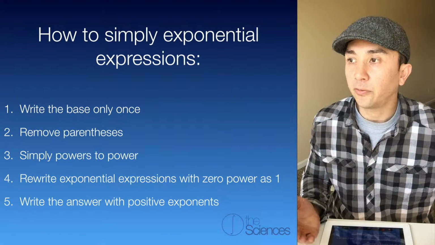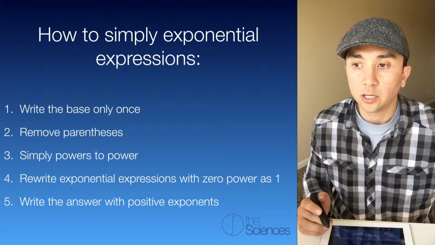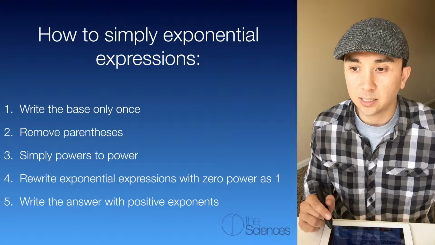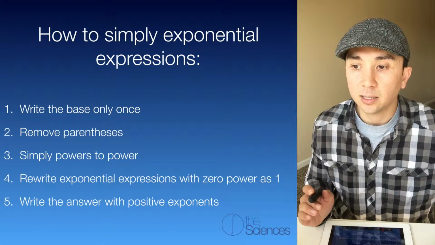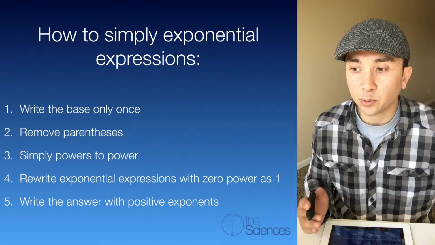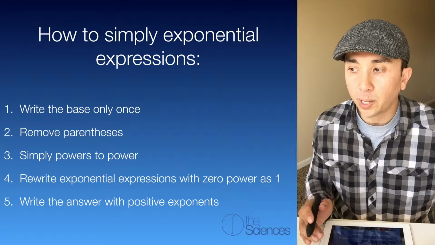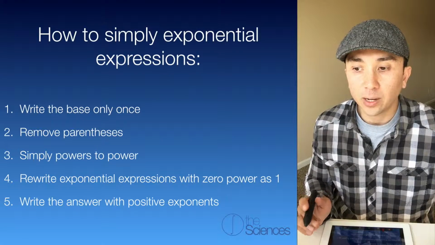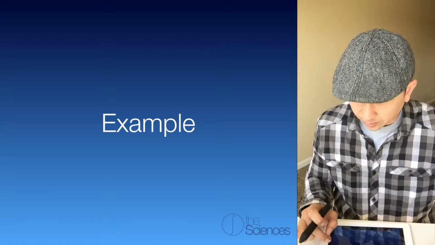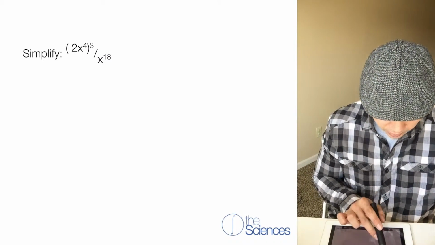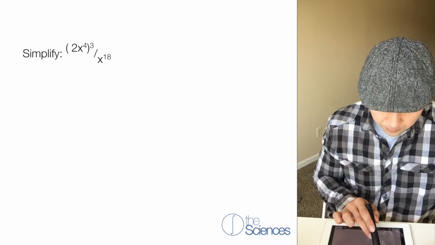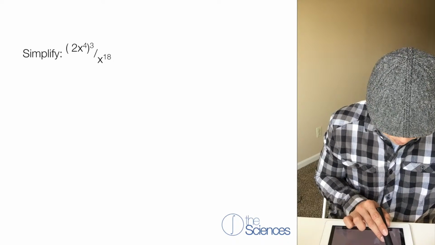Now here's how to simplify exponential expressions. You're going to write the base only once. You're going to remove the parentheses. You're going to simplify the powers to power. You're going to rewrite the exponential expressions with 0 power as 1, and then write the answer with positive exponents. So let's do an example. Let's simplify 2x to the 4th cubed over x to the 18th.